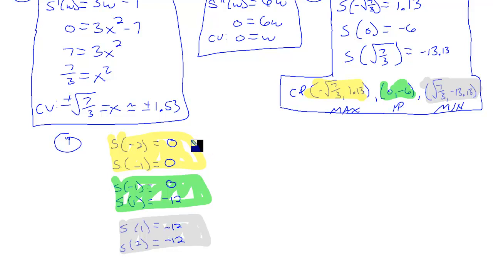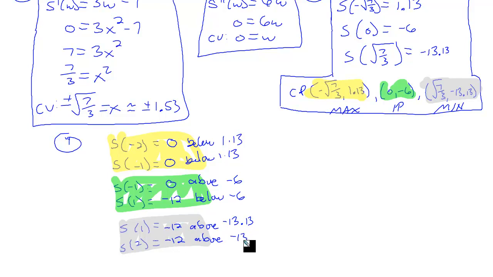Comparing these zeros to 1.13. This is below. This is below. Comparing these numbers to negative 6. This is above. This is below. Comparing these numbers to negative 13.13. This is above, and this is above. It does not take a rocket scientist to figure out these answers without doing any of this work. So that makes this a maximum, this an inflection, and this a minimum.